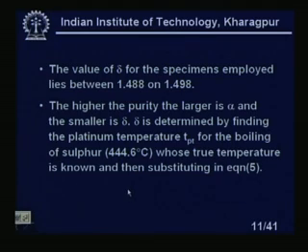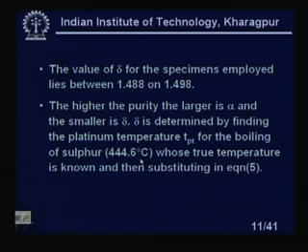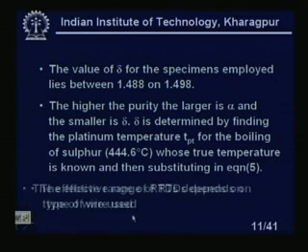The reason that we have chosen the sulfur boiling point is because it is available in the pure form, and instead of taking the boiling point of water, we are taking a little higher temperature. Usually, as you know, the platinum resistance thermometer can be easily used up to the temperature of 650 degrees centigrade. So, we can take the temperature of 444.6 degrees centigrade, it is fixed for normal temperature and pressure, whose true temperature is known, and then substituting in equation 5 we can find delta.